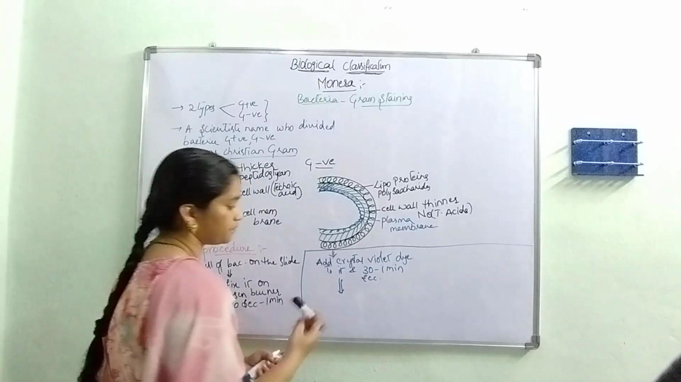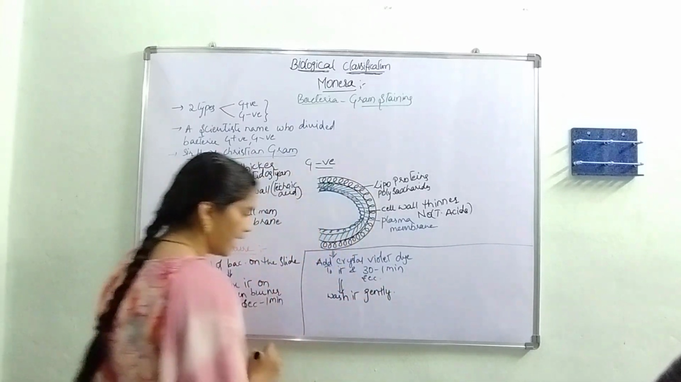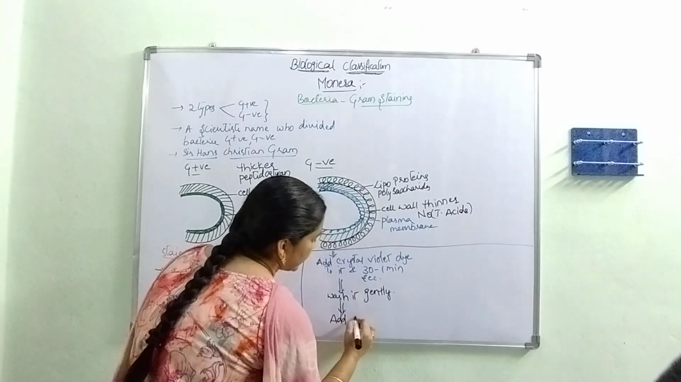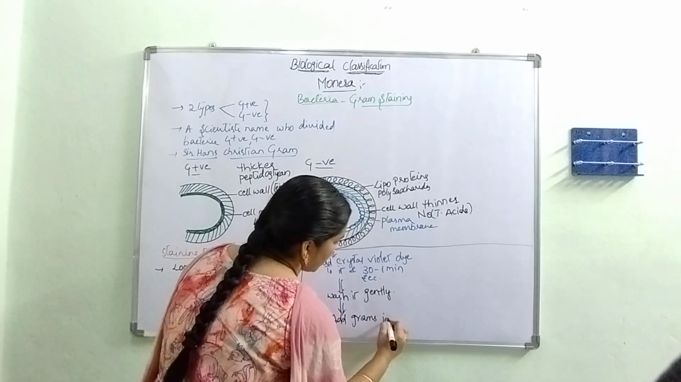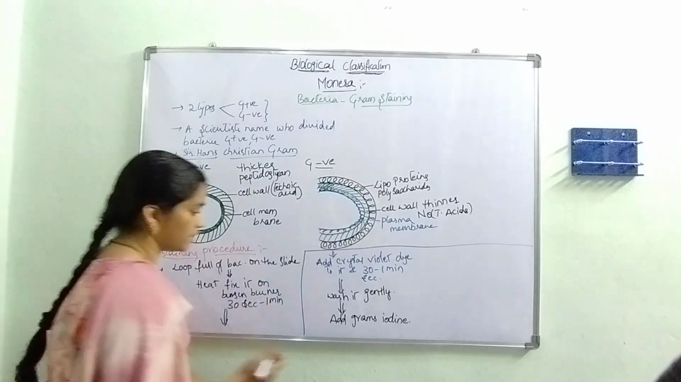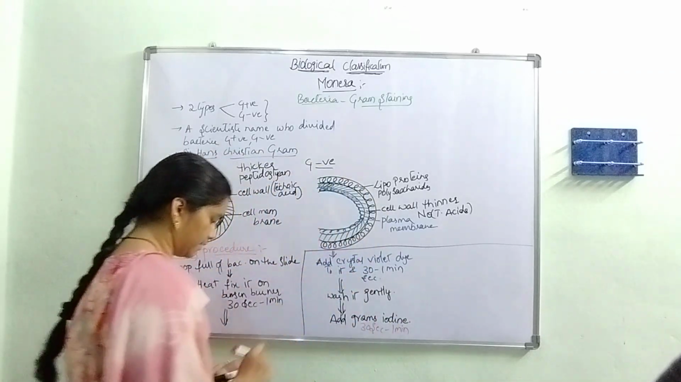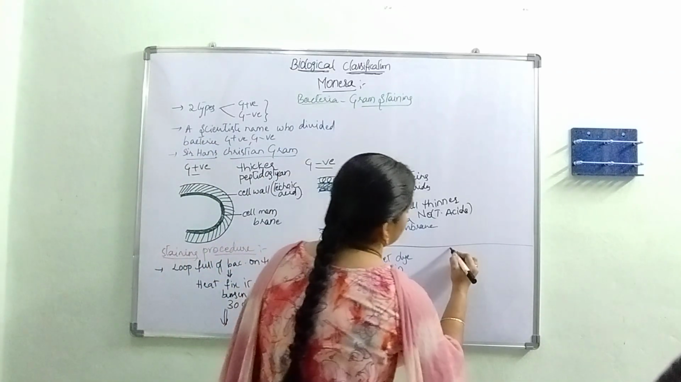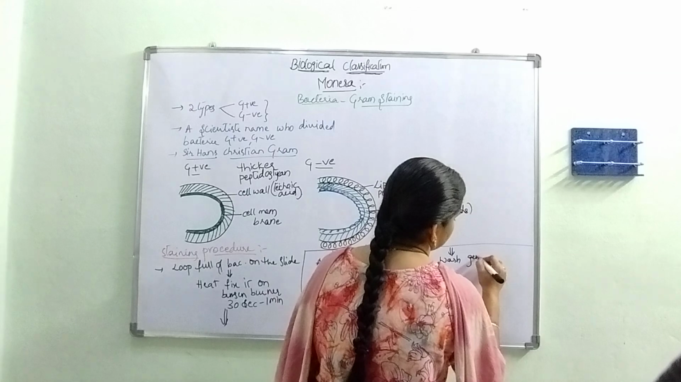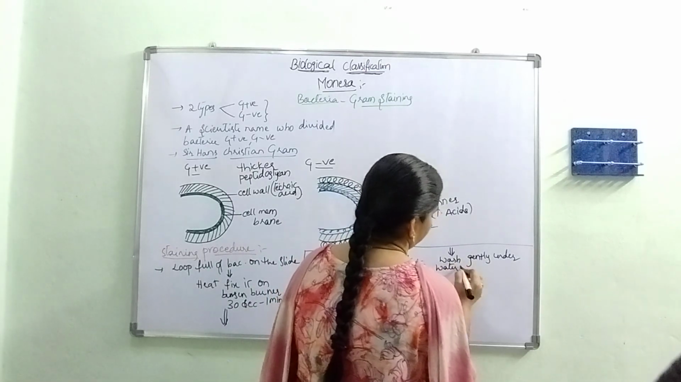Next, wash it gently. And then add Gram's iodine, and let it be for 30 seconds to 1 minute. Then wash gently under tap water.